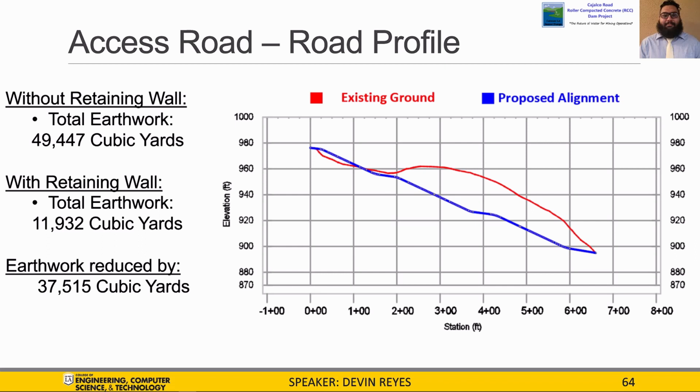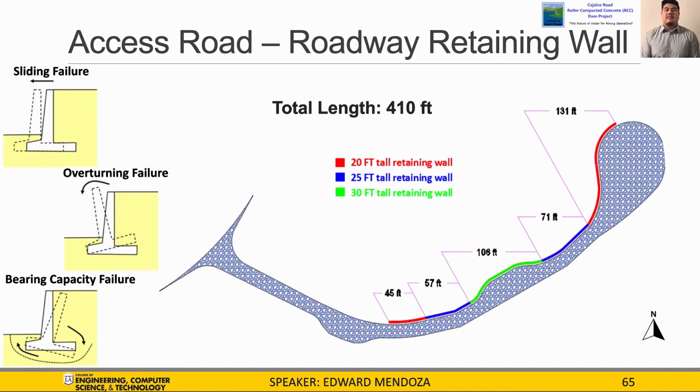This is designed with the retaining wall because it would be more cost effective than without a wall. Without a wall, the net total earthwork would be 49,447 cubic yards. So the wall reduces the total earthwork by 37,515 cubic yards. Now I will be going over the retaining wall design.